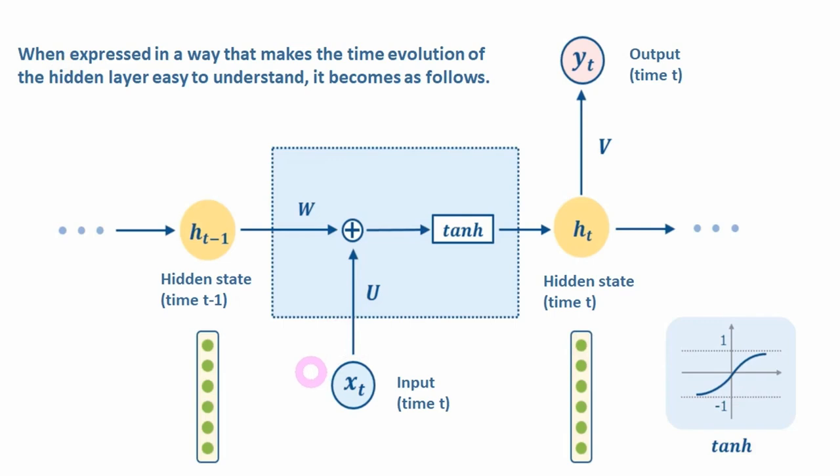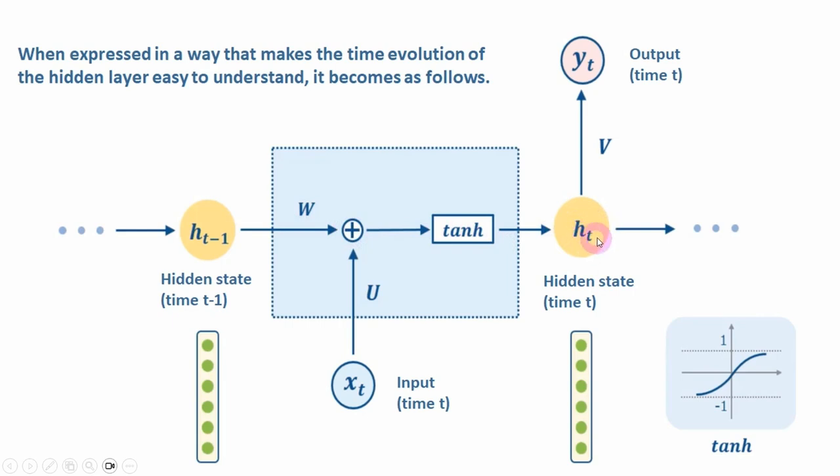Now, let's look at a way to express the RNN that makes the time evolution of the hidden layer easy to understand. At the bottom, we have the input at time t, called x_t. That input goes through a weight matrix U. From the left, we have the hidden state from the previous time step, h_{t-1}. That goes through another weight matrix W. We add these two together, pass them through a tanh activation function, and get the new hidden state h_t.